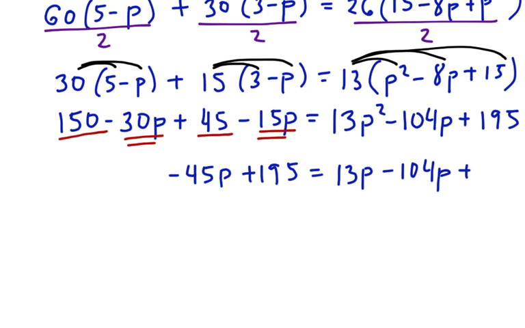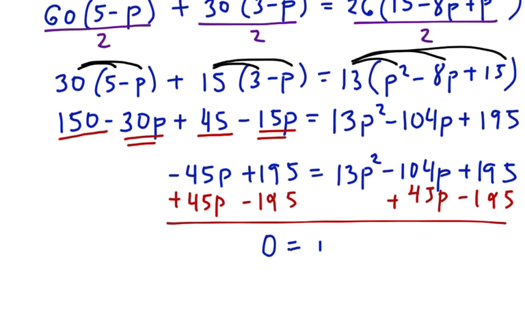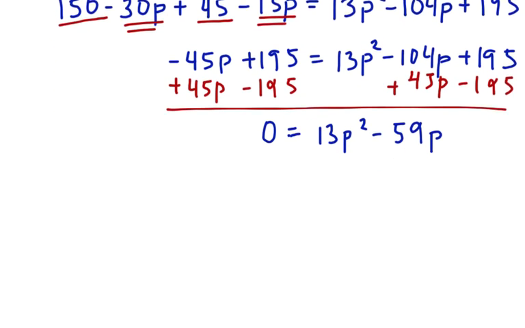At this point we should recognize this as a quadratic equation. The power of 2, which I almost forgot, helps us recognize that. So I'm going to send all my terms to one side and set it equal to 0. We'll see if it factors. If it doesn't, we could always use the quadratic formula. So I'm going to add my 45p both ways and subtract my 195 both ways. Sorry, I'm just missing some pieces here. There we go. We now have 0 equaling 13p squared minus 59p plus 0.